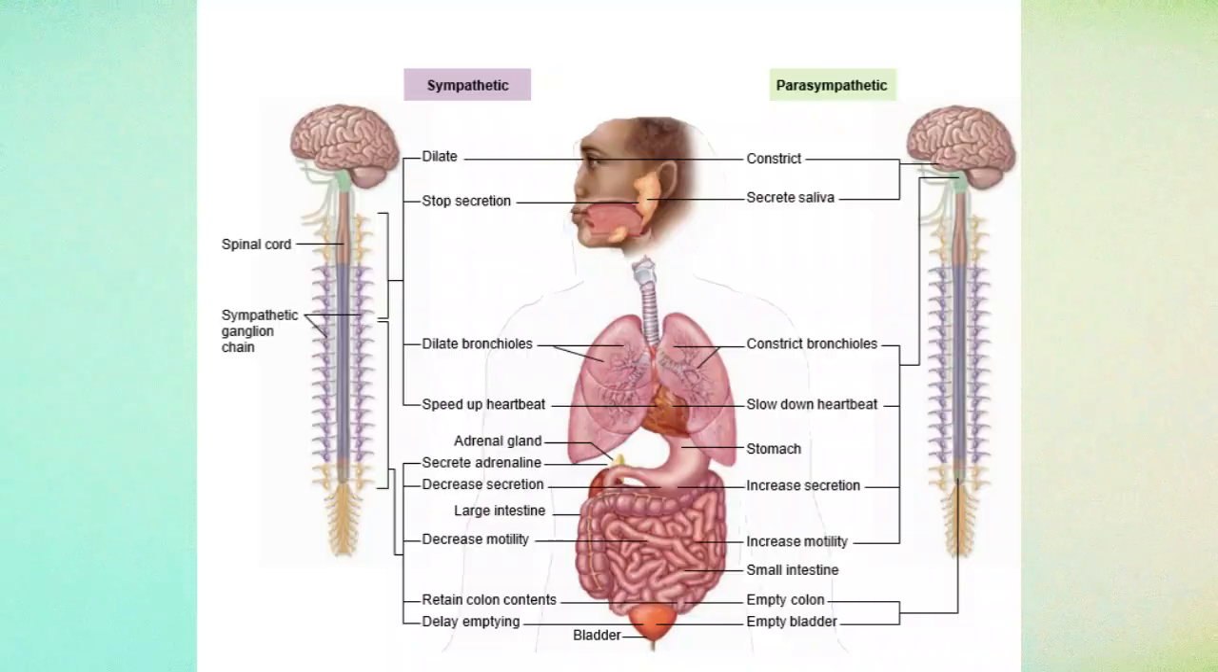Both divisions have neurons that originate within the central nervous system and send out preganglionic fibers through either the brainstem or spinal cord. These fibers connect to motor ganglia, which then carry signals to various parts of the body. Let's break down where these fibers go.